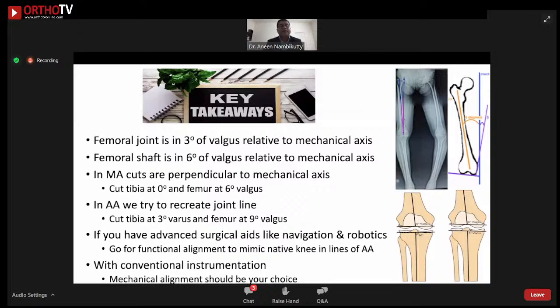And if you have the advanced surgical aids like navigation and robotics, you should always go for functional alignment to mimic the native knee in the lines of anatomical alignment. But with conventional instrumentation, mechanical alignment should be your choice.